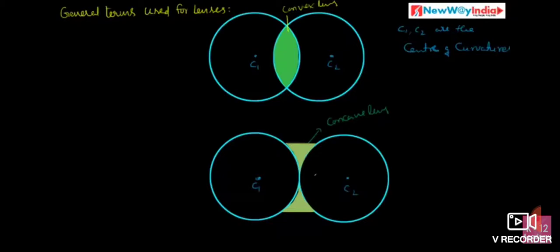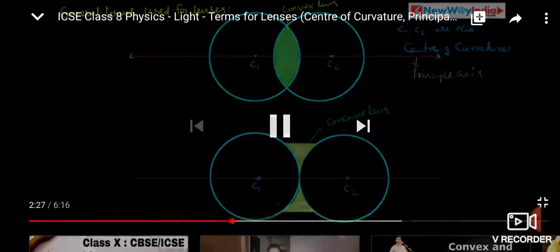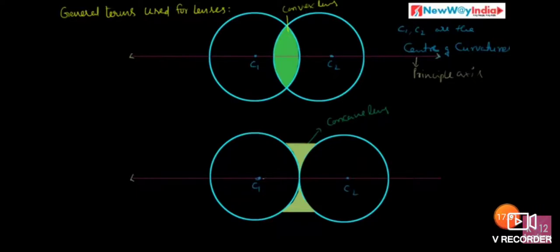Next, what is another important term? The principal axis. The imaginary line passing through the centers of curvature of the lens is called the principal axis. Here this is the principal axis. It passes through the centers of curvature of the lens. Here also, in the case of the convex lens, this is the principal axis.